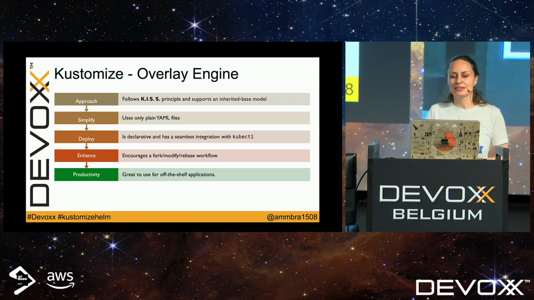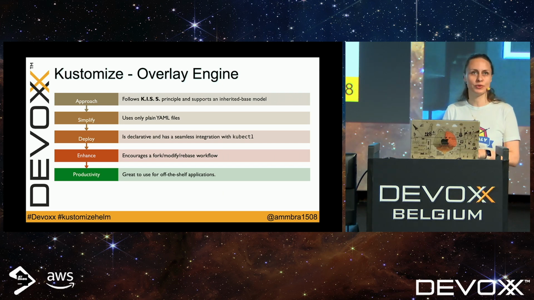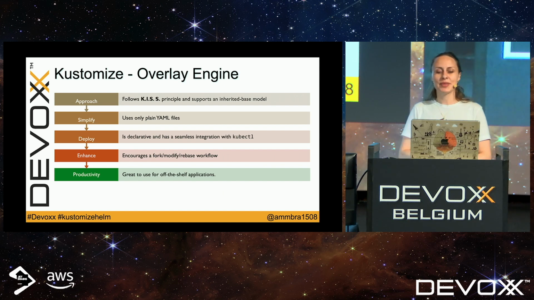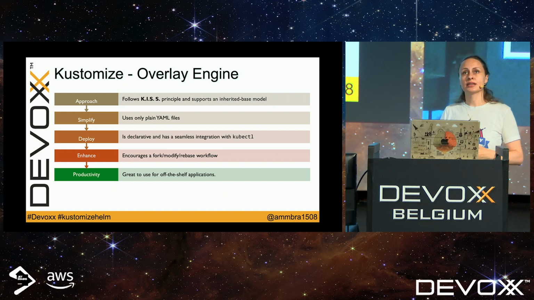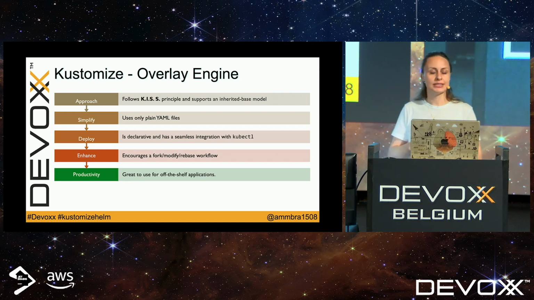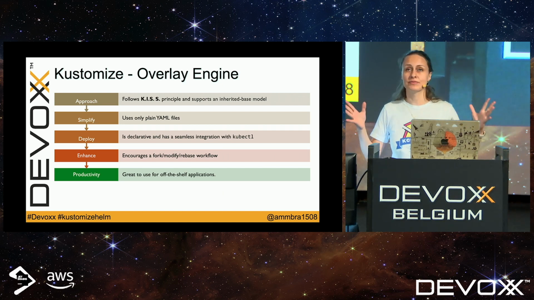But that being said, let's talk about Kustomize first. Kustomize is an overlay engine, and its approach is pretty much around using the KISS principle, which I hope you all know what it means, and it supports an inherited base model. The nice thing about Kustomize is that it uses plain YAML files, so you don't have to go again in those YAMLs and do some configurations, some functions that are more difficult to do. Another great thing about it is that it follows the Kubernetes paradigm. It's declarative, and it's native to Kubernetes.